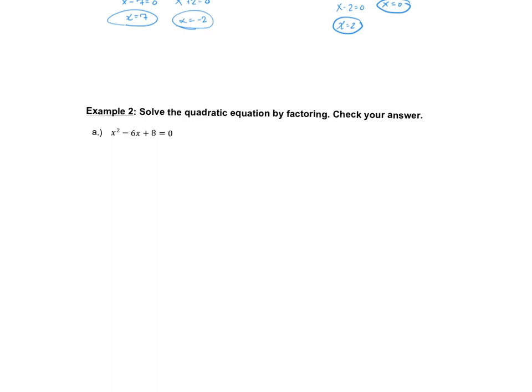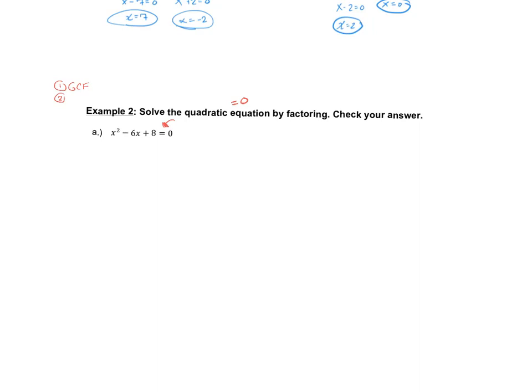Okay, now I have to solve by factoring. So the first thing I need to notice is that a quadratic equation has an equal sign. It always has to be equal to 0, so that's what I need to start with. So I have it equal to 0, and then I have a trinomial. It doesn't have a GCF. When we factor, we always check for a GCF first.